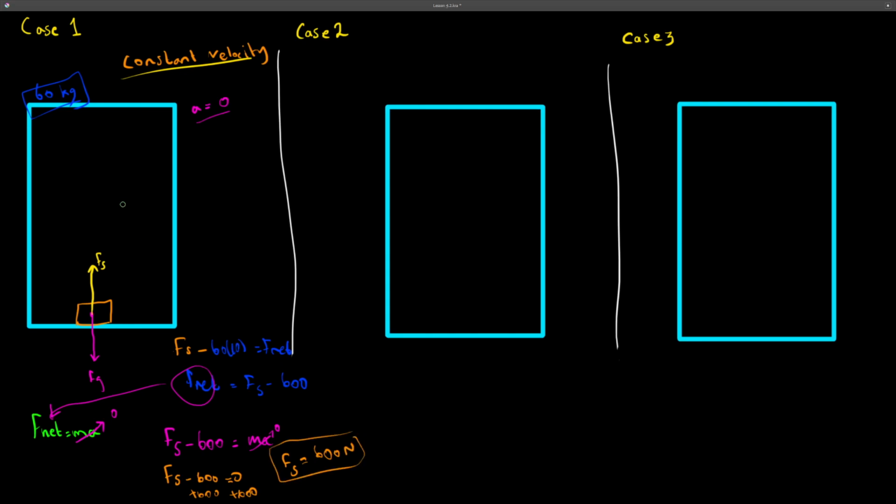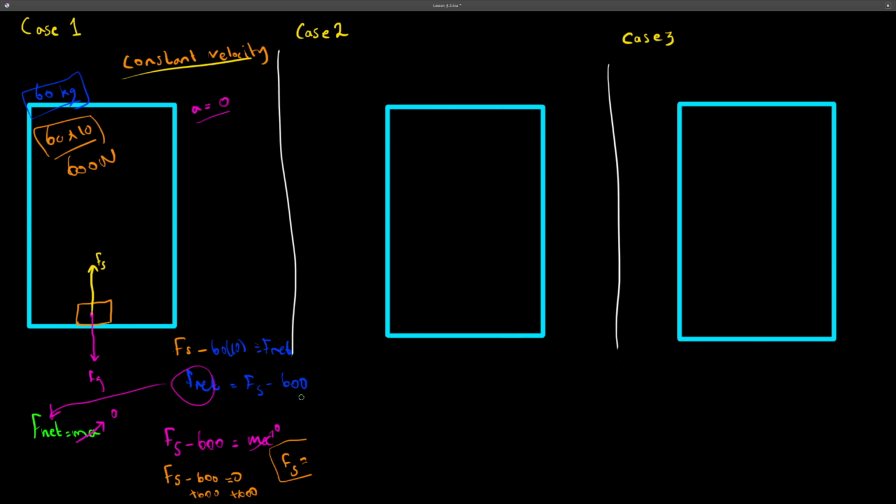Did my weight change? No, because my weight is 600, right? 60 times 10 is my actual weight, and the scale also reads 600. So my weight didn't change. When it's at constant velocity, my apparent weight read on the scale won't change. So that's the first case.